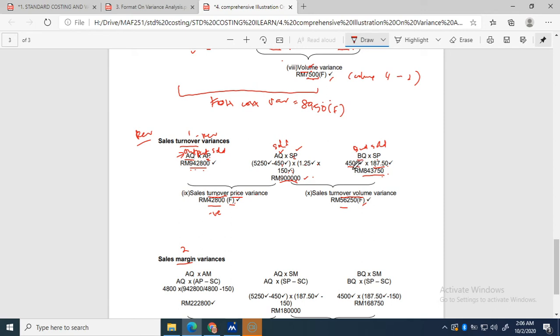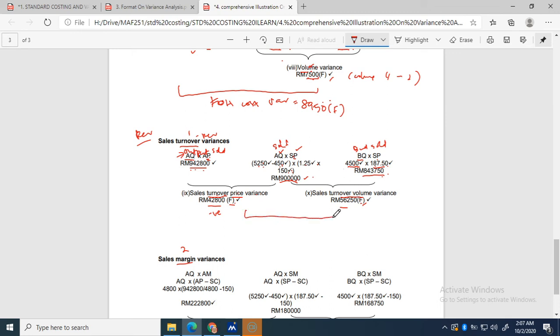Why? You estimated to sell 4,500, but you sold more: 5,250 minus 450 is more than the estimated 4,500 sold. That means you can sell more, so it's good for the company. That's why you get favorable.